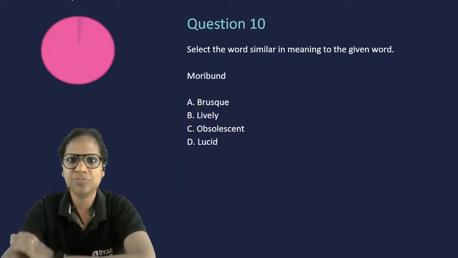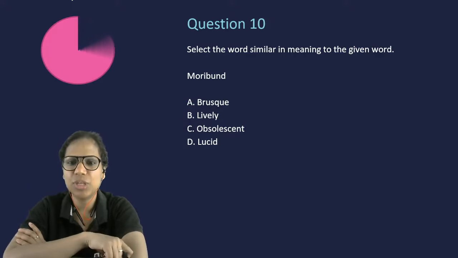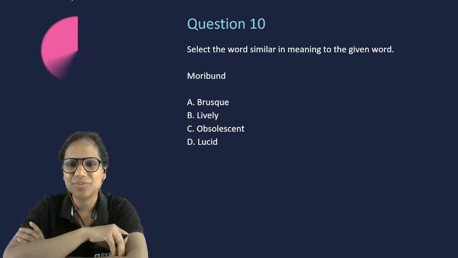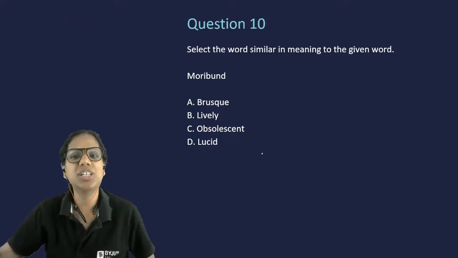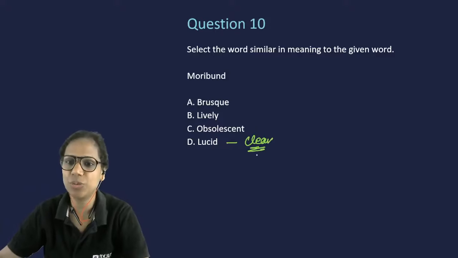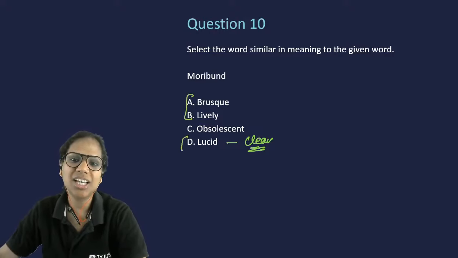Okay. Now, similar in meaning to moribund. You have to give me a synonym. Brusque, you already know the meaning of. Lively is an easy word. Even. Lucid is an easy word, isn't it? Lucid means something that's very clear. So if I said he made a lucid argument, that means his argument was very clear and logical. So these three are eliminated. They are not the antonyms of moribund.